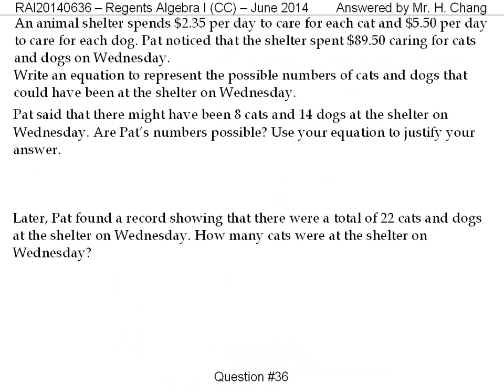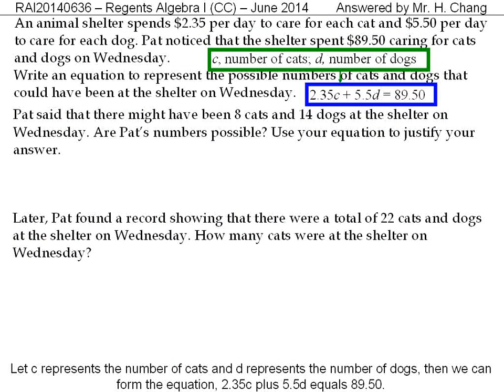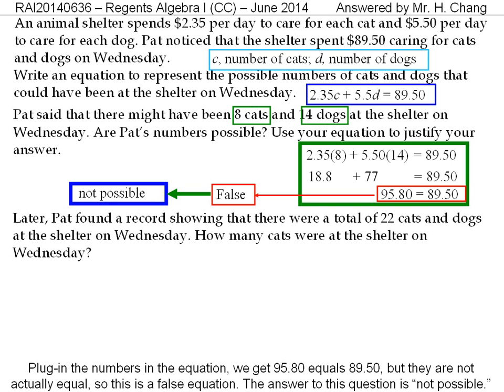Question number 36. Let C represent the number of cats and D represent the number of dogs. Then we can form the equation 2.35C plus 5.5D equals 89.50.